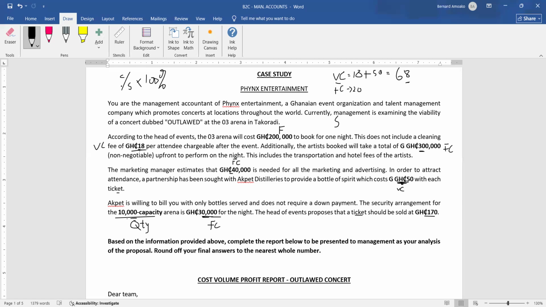Don't be lost in thought. Contribution is basically selling price minus variable cost. Here is the selling price, 170, minus 68 over 170 times 100%.